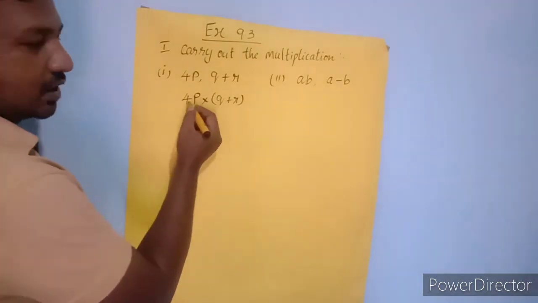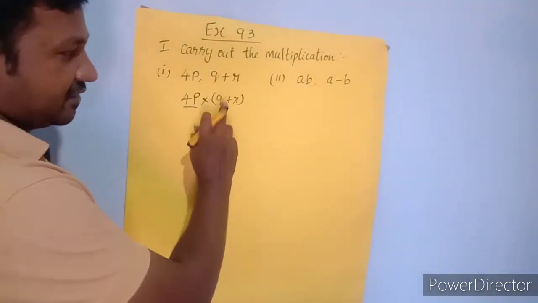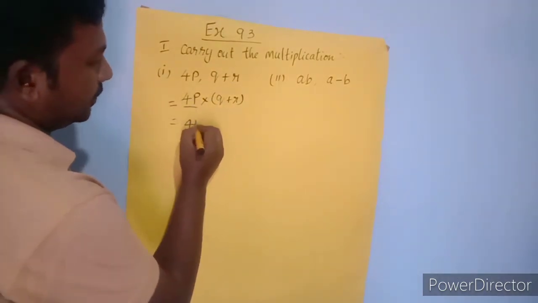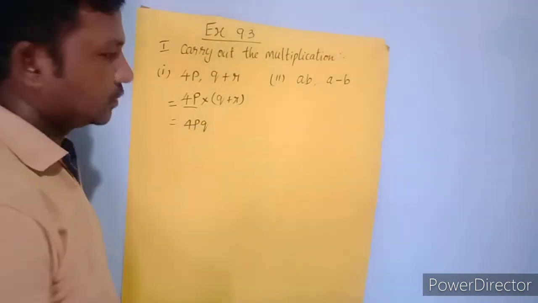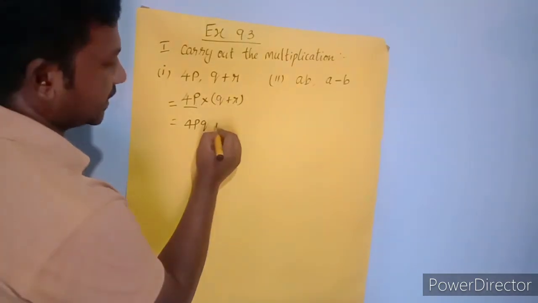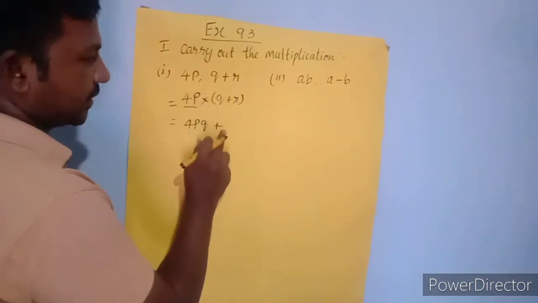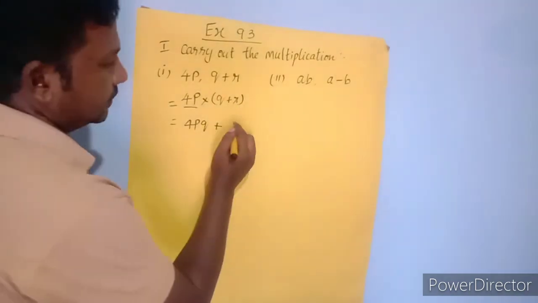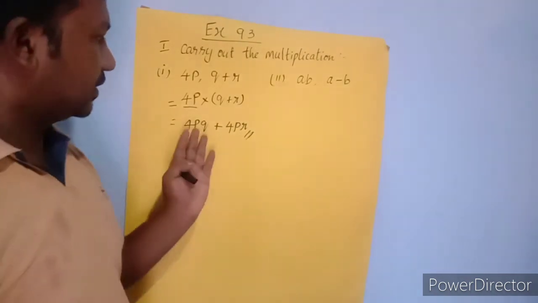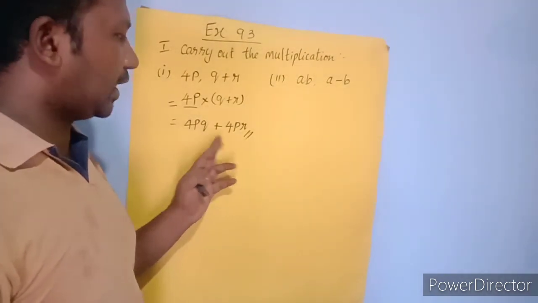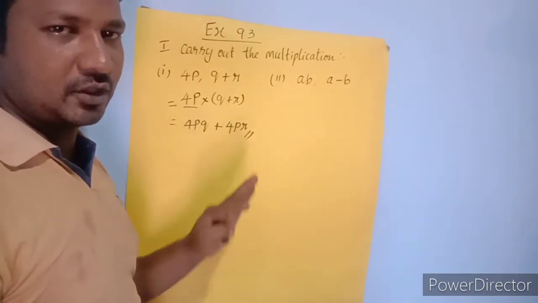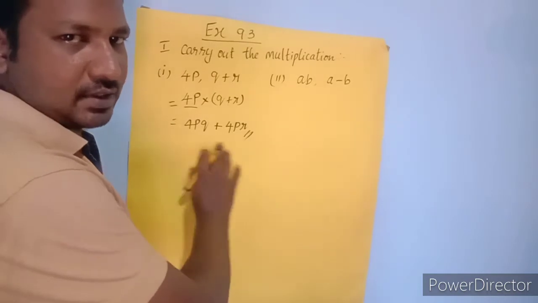See here, the first term is a monomial, 4p, and can be multiplied with the first term: 4p into q. What is that? 4pq. Plus, the operator given is plus, here also plus, so plus into plus, plus. Next 4p into r, 4pr, that's all. Here 4pq and 4pr are unlike terms, so we don't need to do any further operation, we just leave it. This is the final answer.